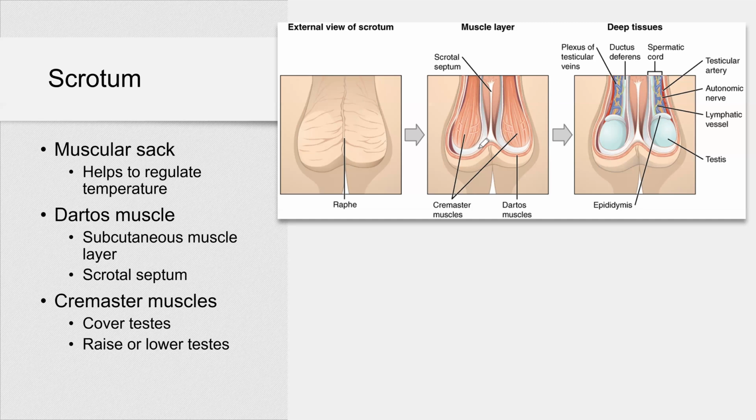Right, that makes sense. Now, muscular sac tells us that we do have muscle within, that is dartos muscle, and testes themselves are covered by cremaster muscle. Dartos muscle also forms the scrotal septum, right? So over here. Well, not the muscle, muscle doesn't form it, it's a connective tissue that forms this septum. Cremaster muscle covers testes, raises or lowers testes, as we already mentioned.